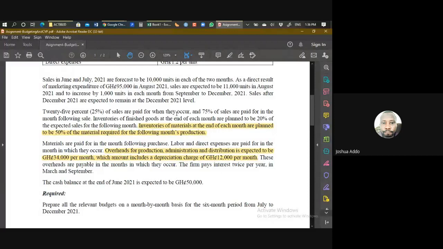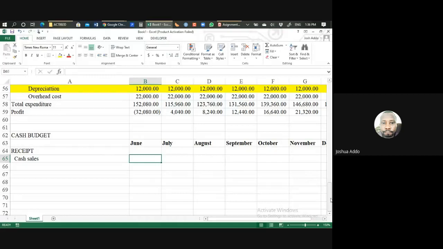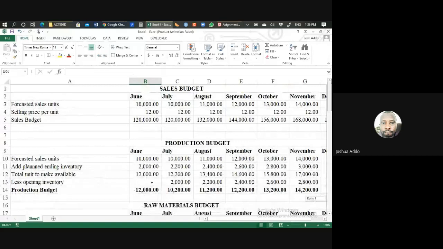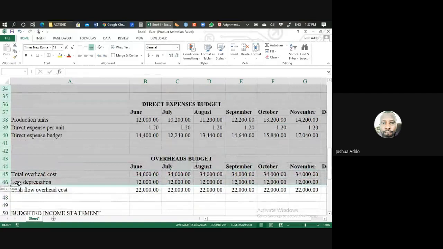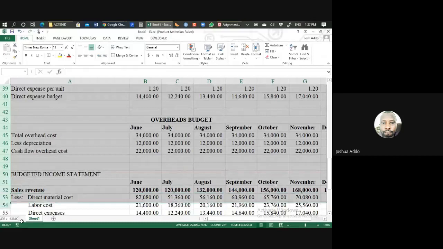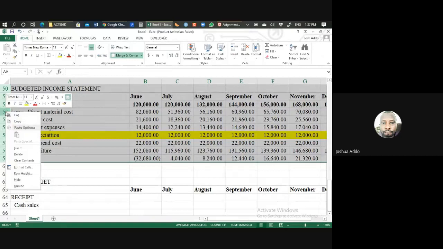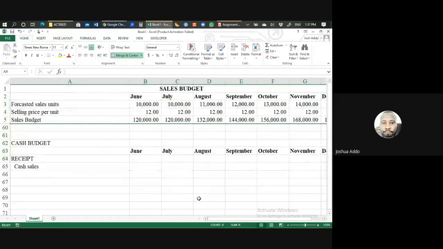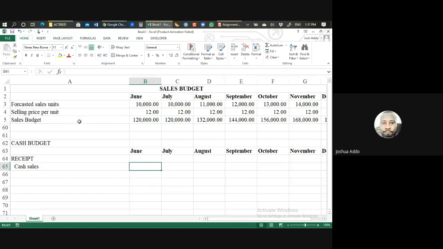So if we go here, we know our sales. Okay, let me try to collapse all the other budgets so we can see the sales budget and the cash budget only. After that, I'll show the full screen for us to see things. So sales, cash sales. In June, sales will be 120,000. 25% of this will be received in the same June.